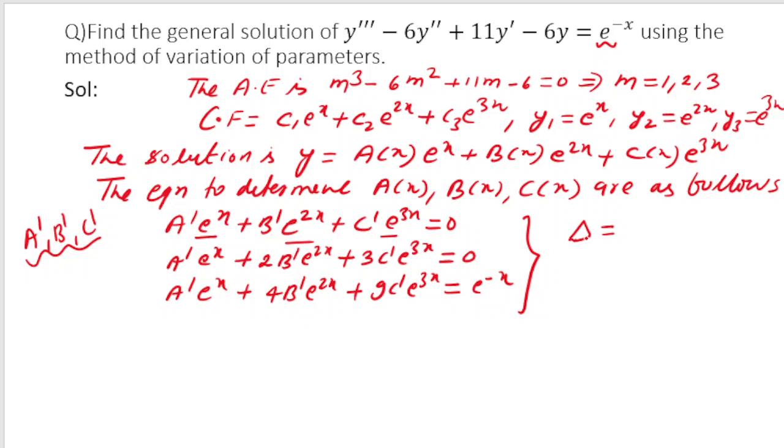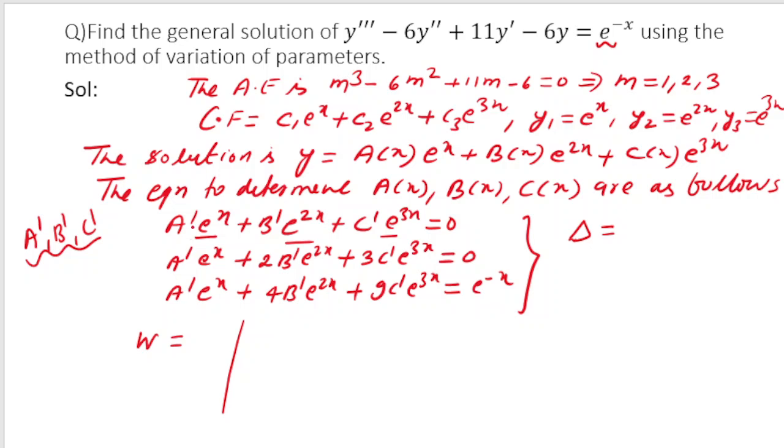So the process is, first write delta, and here that delta will be the Wronskian. How the Wronskian is written, I am writing here W. So W is written by taking the coefficient of the variable that we want to calculate. I again repeat, we are solving this system of equations, which has three equations, to get the values of a dash, b dash and c dash, which are basically functions of x.